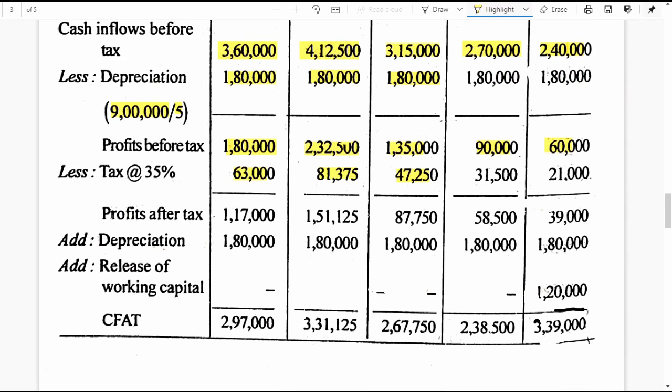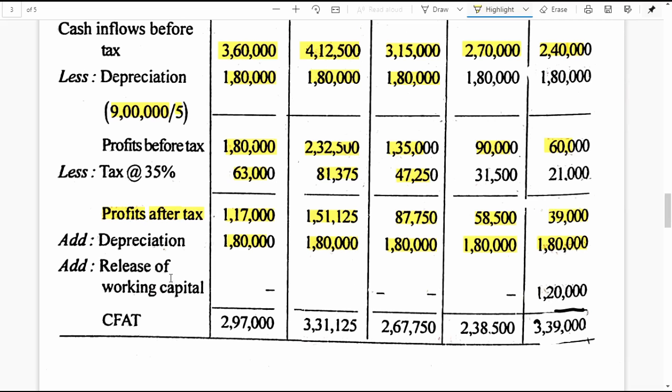Followed by we calculate profit after tax. It comes to 1,17,000 for first year, second year 1,51,125, for third year 87,750, for fourth year 58,500, for fifth year 39,000. Now to calculate the cash inflow from the project, we have to add back the depreciation with the profit after tax. That is what done in this stage.